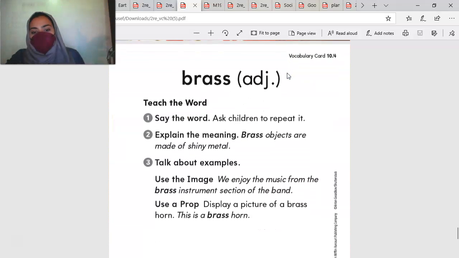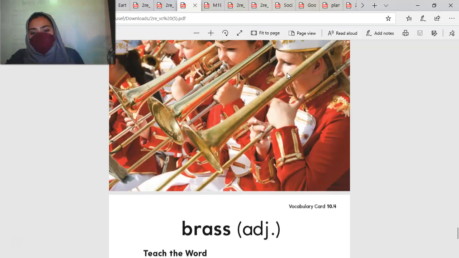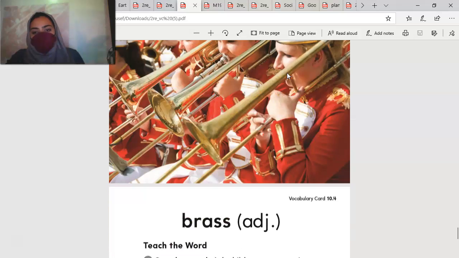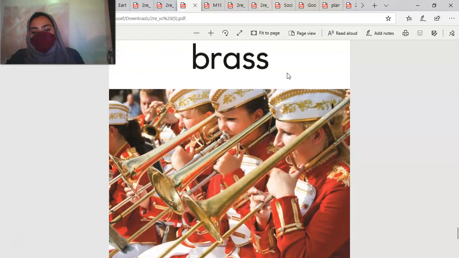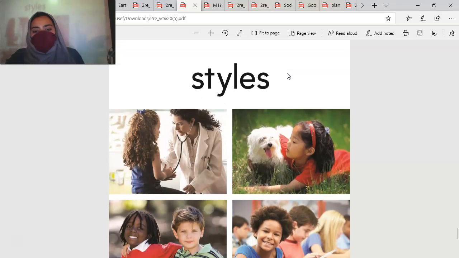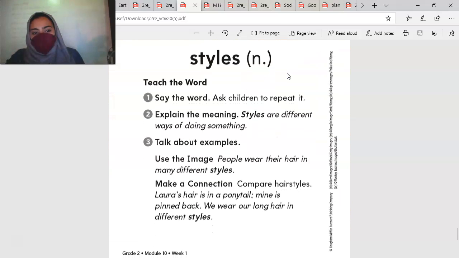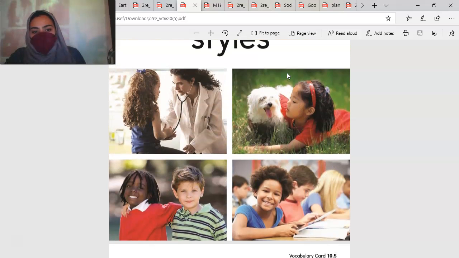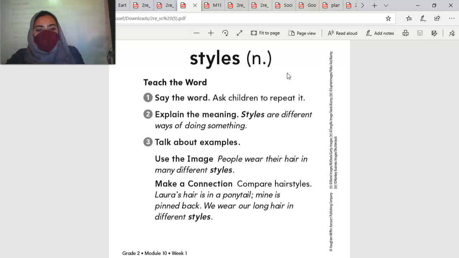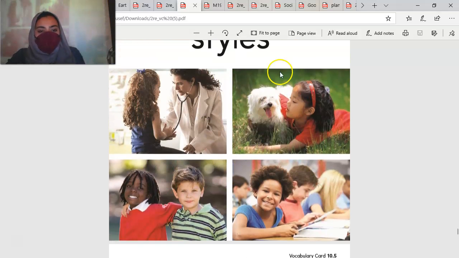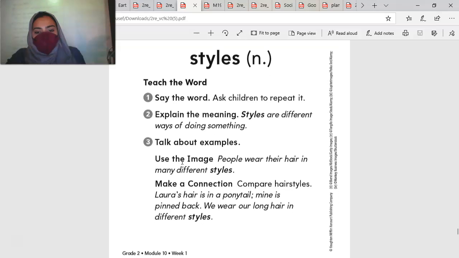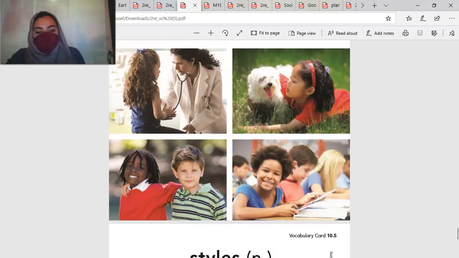So we enjoy the music from the brass instrument section of the band. So that's brass, shiny metal. What is brass? Shiny metal. Good job. Styles. Here it looks like the kids have different styles. Styles are different ways of doing something. So here, this person learns mostly by touching. She's touching. These are two different styles of learning. Or people wear their hair in many styles.